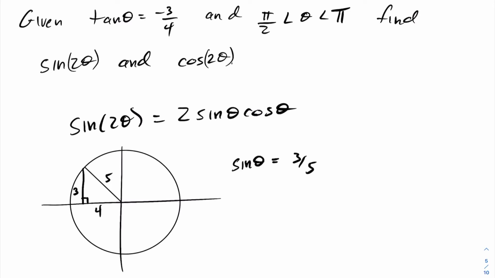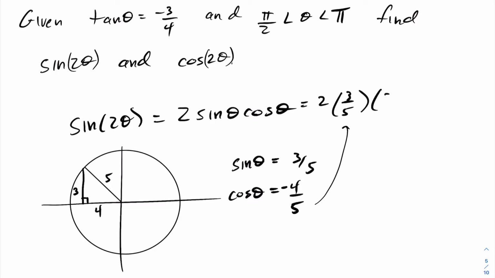And again, your sine is positive in this quadrant, so that's going to be 3/5. And your cos of theta is adjacent over hypotenuse. That's going to give us 4/5. However, in this quadrant here, we see that the cos is negative. So you have to tack on a minus sign on that 4/5. So therefore, substituting this into our equation, we end up getting 2 times 3/5 times negative 4/5, and we get the sine of 2 theta is negative 24 over 25.